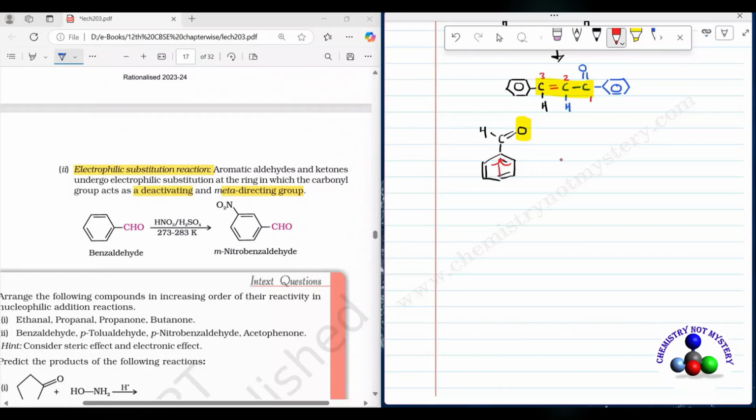As it withdraws electron density from the ortho and para positions by the minus M effect, it reduces the electron density at the ortho and para positions. That's how, comparatively, it increases the electron density at the meta positions. So that's why it is meta directing, and it directs the incoming electrophile to the meta positions. When it reacts with the nitrating mixture, which is the combination of HNO3 and H2SO4, the nitro group will get attached at the meta position, and here we will get meta-nitrobenzaldehyde.